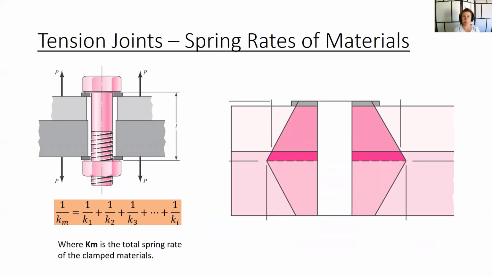And the stiffness of the members is actually pretty difficult to obtain because the compression region spreads out between the bolt head and the nut, and hence the area is not uniform. That's what this picture on the right is showing here. Some ultrasonic techniques have been used to determine this pressure distribution shown here in pink. Results show that the pressure stays high out to about 1.5 bolt radii.